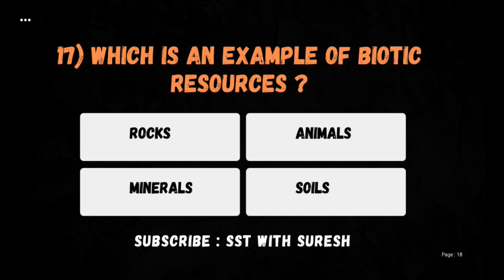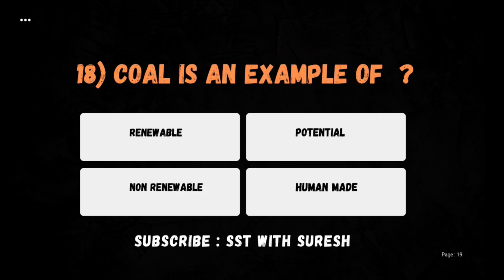Okay, next question, question number 18. The question asks: coal is an example of which kind of resources? And the options are: A, renewable; B, non-renewable; C, potential; and D, human-made. And the correct answer for question number 18 is that coal is an example of non-renewable resources.